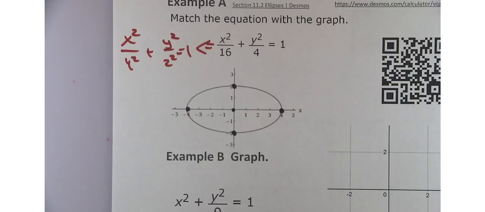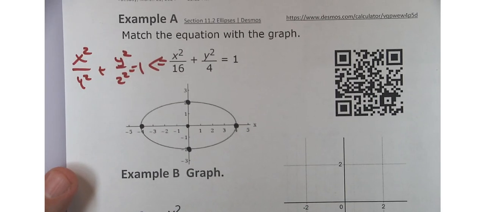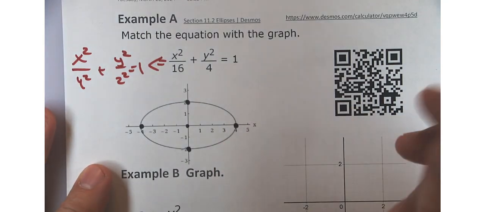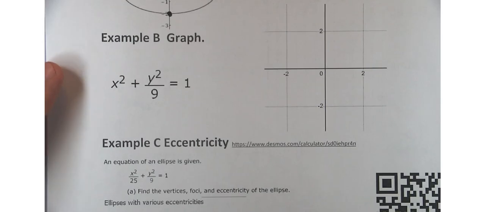Great. Now there is one more thing that we're going to have to get familiar with about ellipses, and that's going to be something called the eccentricity. I'll work on that at example C. Are we okay with this one for now? Looking good on that? Let's move to example B.